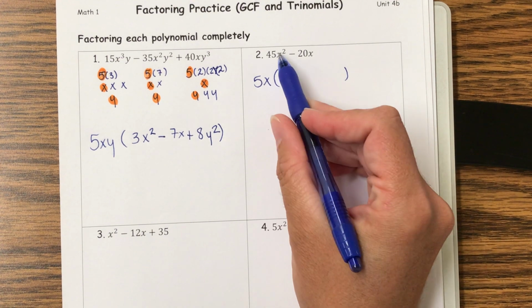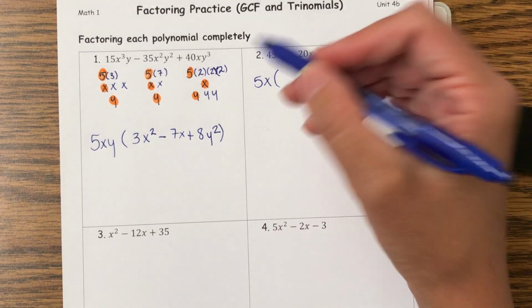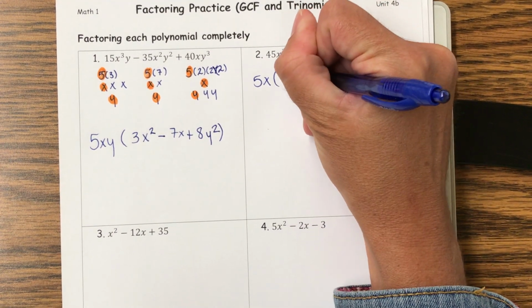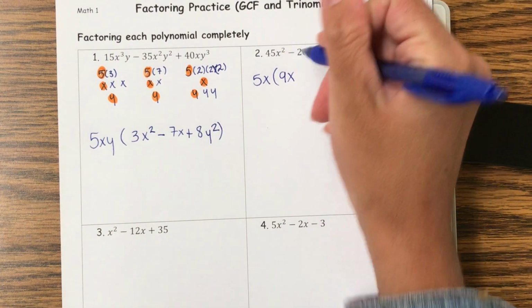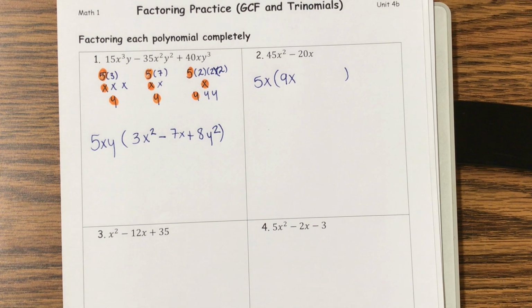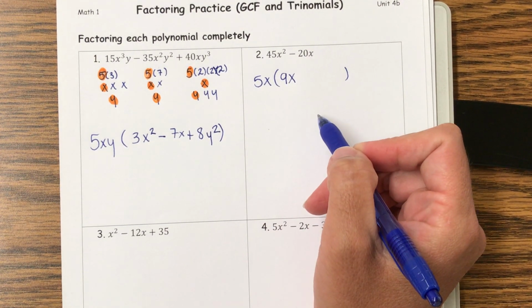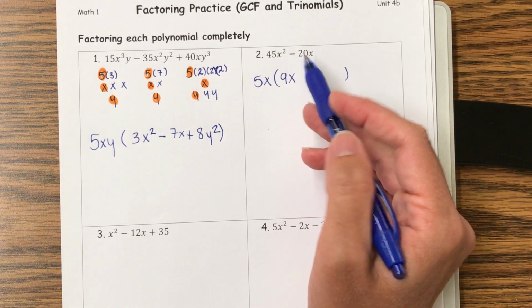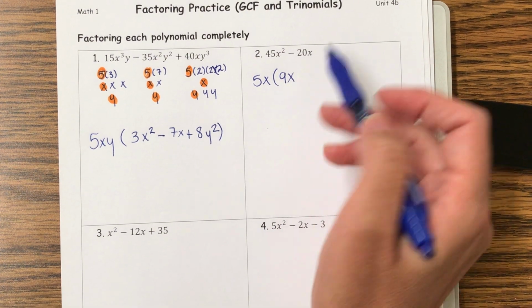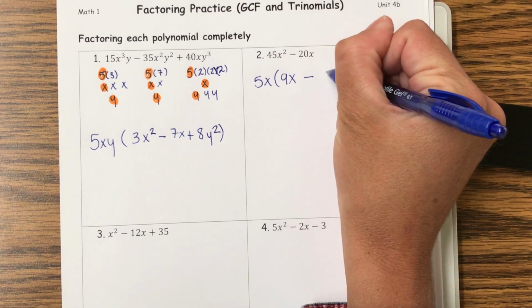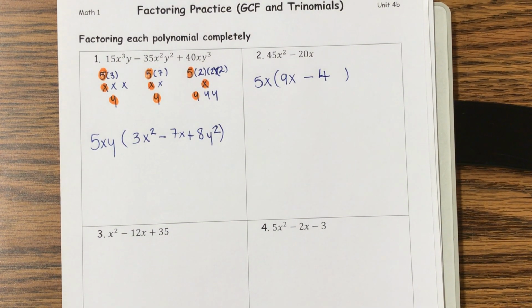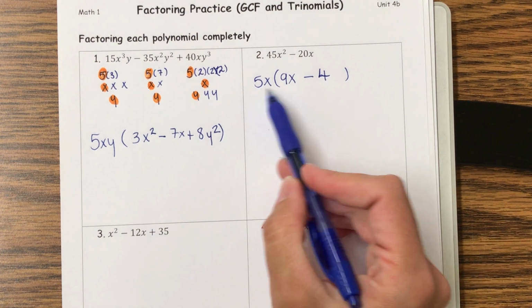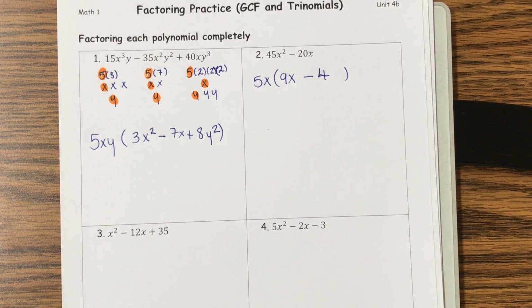So 5x times what is 45x squared? 5 times 9 is 45, and x times x is x squared. 5x times what is negative 20x? 5x times negative 4 is negative 20x. So I factored out my GCF. I have dimensions of 5x by 9x minus 4.